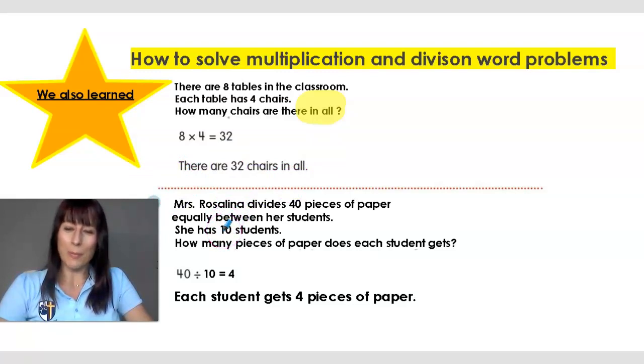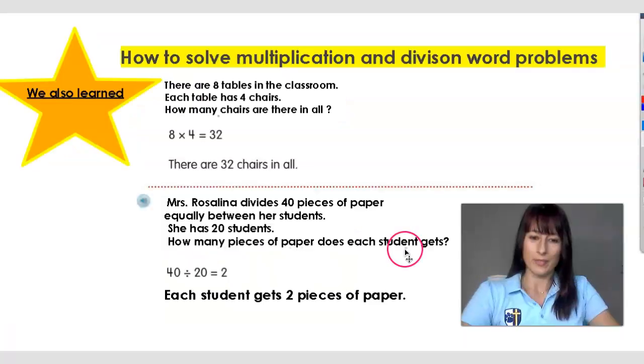Okay, let's try one more problem. This one talks about Miss Rosalina, who divides 40 pieces of paper equally between her students. She has 10 students. How many pieces of paper does each student get? Again, I'm going to think it through, reread it if I need to, and look for some keywords. Here it's telling me already that she's dividing 40 pieces of paper. So it's really clear to me that I have to divide.